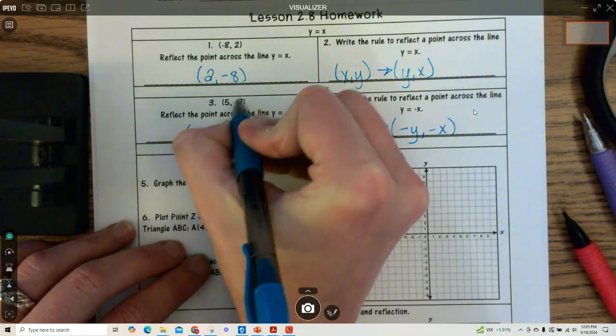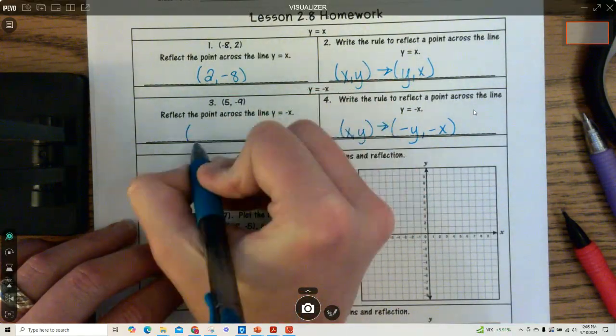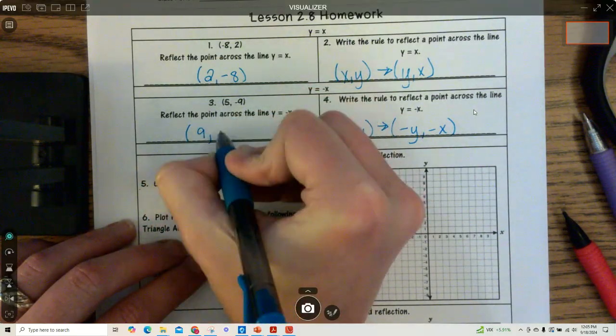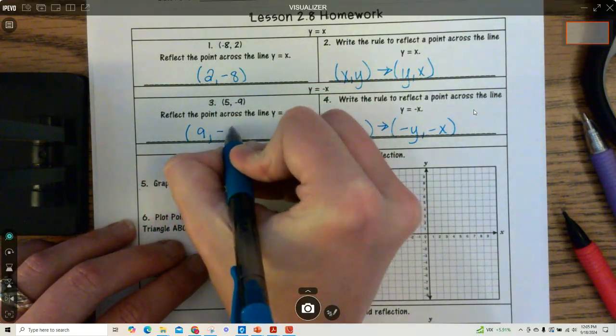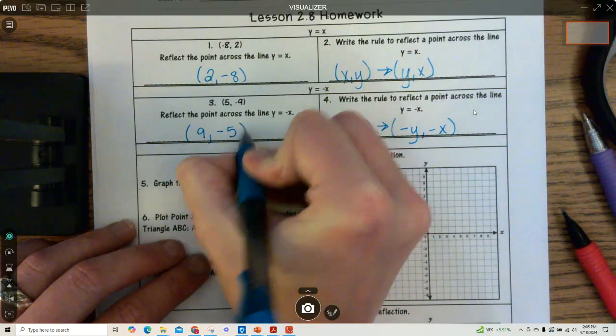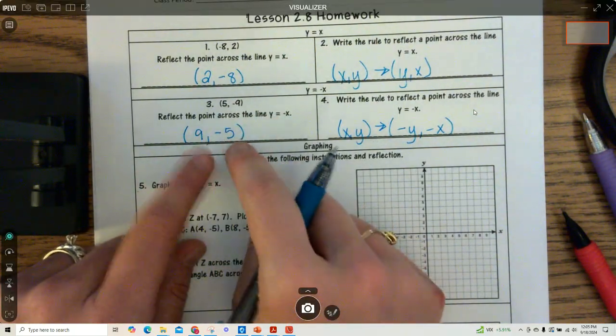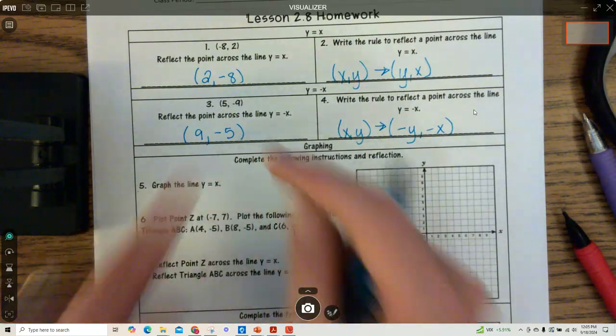So I'm going to write the negative 9 first, but instead of negative, it's going to be positive. And then the 5 is going to go second, but instead of positive, it's going to be negative. So take your 2 points, change spots, change the signs.